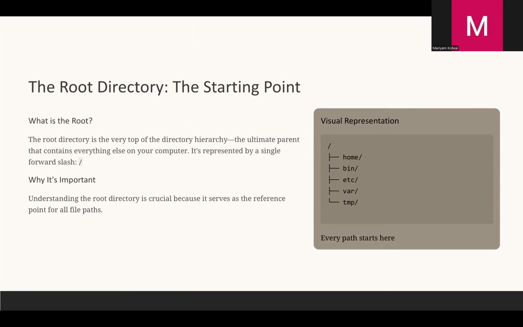It's represented by a single forward slash, as it is shown on the screen. Imagine it as the foundation of a building, or the trunk of a tree. All other directories and files branch out from this single point. Every file and folder on your system can trace its path back to the root directory.